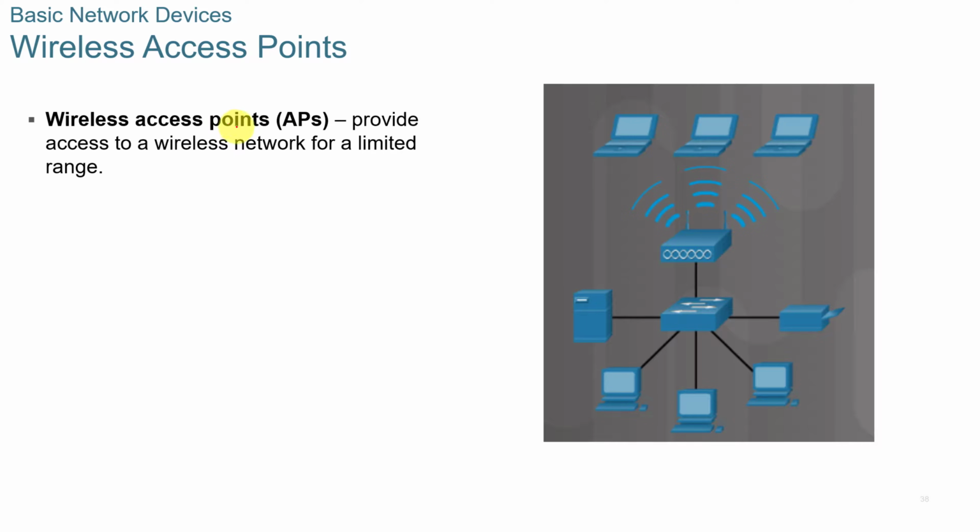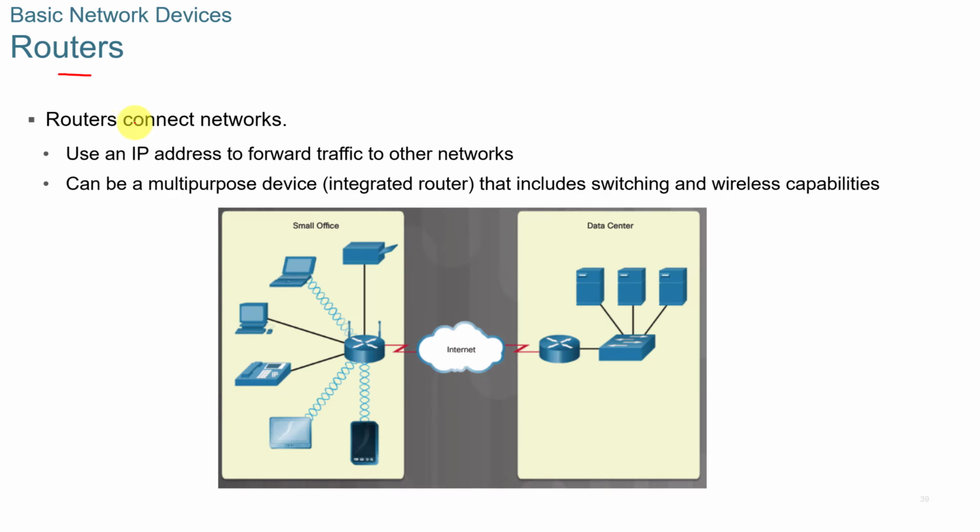You have wireless access points, or WAPs, or APs. You'll hear the term WAPs or APs, but they provide access to a wireless network for a limited range. Routers connect networks. They use an IP address to forward traffic to other networks. They can be multi-purpose devices. They can be an integrated router that includes switching and wireless capabilities.